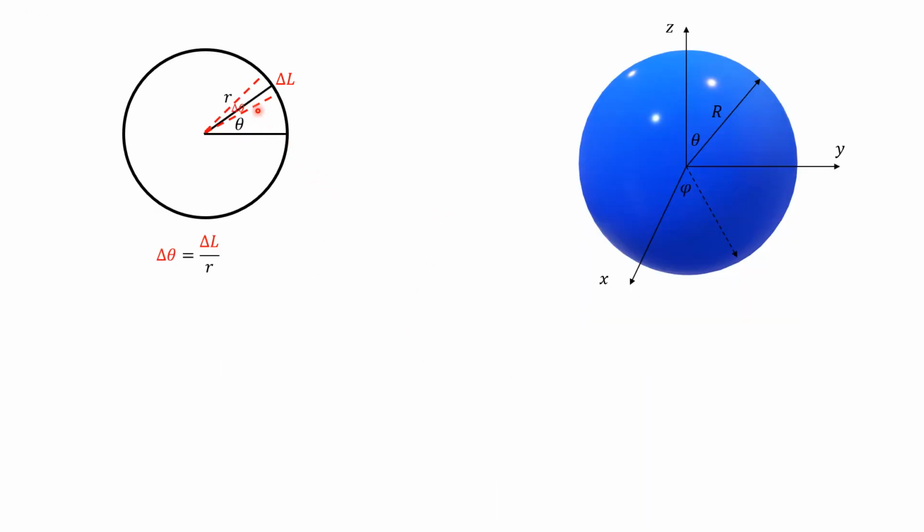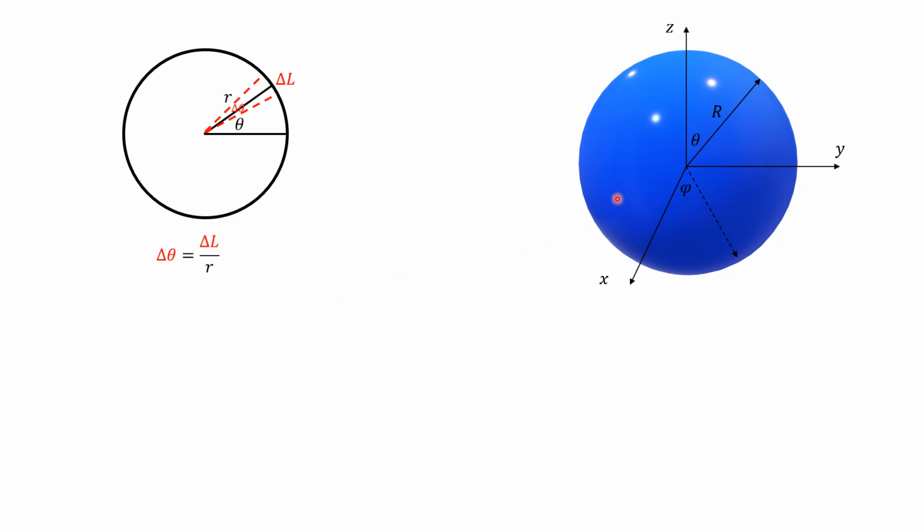Now suppose that we consider a small angle delta theta that opens around an angle theta, and in this case the small variation delta theta is given by the distance that is delimited by it, delta L, divided by the radius. So what we want to do in this lecture is to find an analogous expression for this small variation, but in a sphere. So we want to find an expression for a small variation of the solid angle.